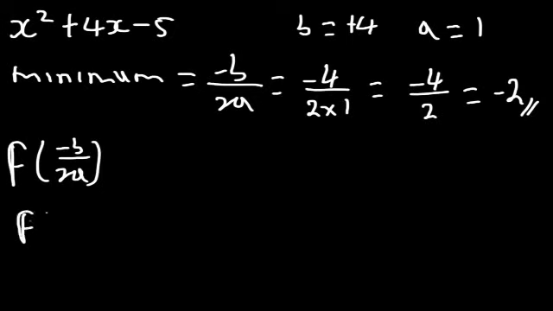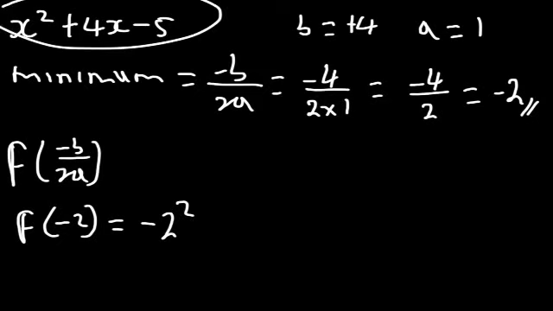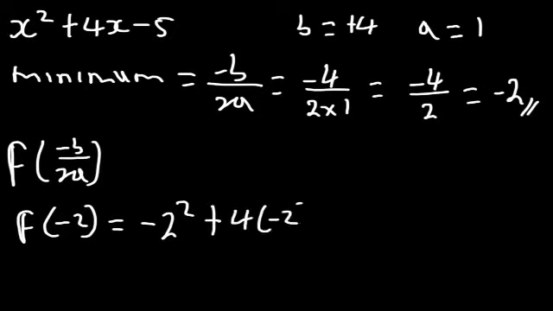So, what exactly is f of minus 2? f of minus 2 will become minus 2 squared. What I'm trying to do is just replace x with minus 2 wherever I see x in that highlighted equation. So I'm going to have plus 4 multiplied by minus 2, then minus 5. Simplifying further, minus 2 squared is indeed 4. Then positive 4 multiplied by negative 2 results in negative 8, then minus 5. Negative 8 minus 5 becomes minus 13, plus 4 becomes minus 9.